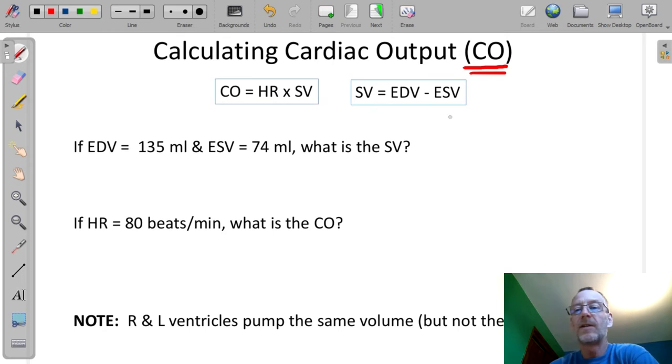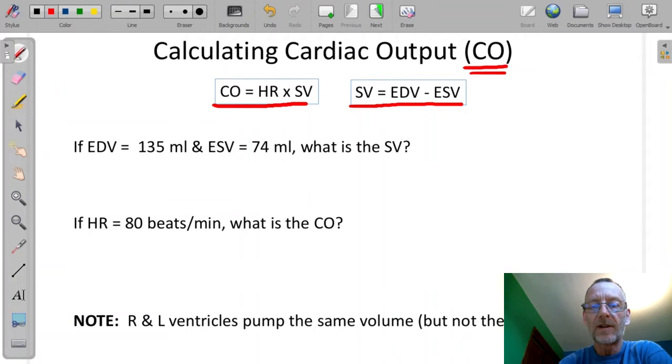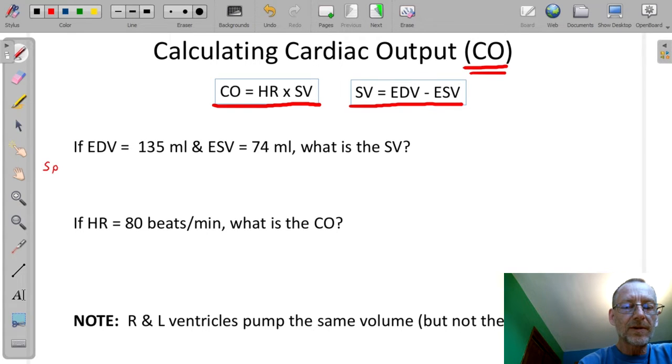And two terms that you need to memorize are the formula for stroke volume, which is the end diastolic volume minus the end systolic volume, and the formula for cardiac output, which is equal to heart rate times stroke volume. So make sure that you are able to spell out what EDV and ESV stand for, so that you're clear on that.